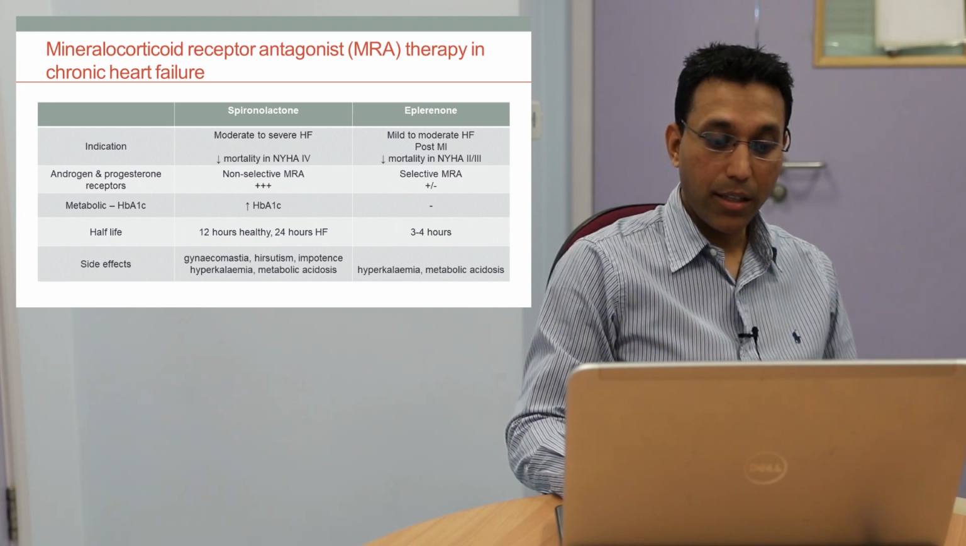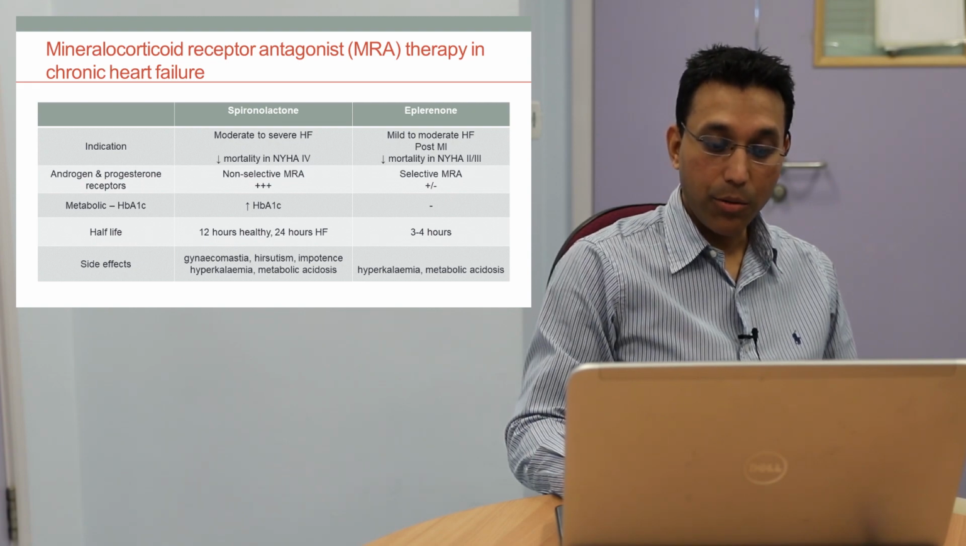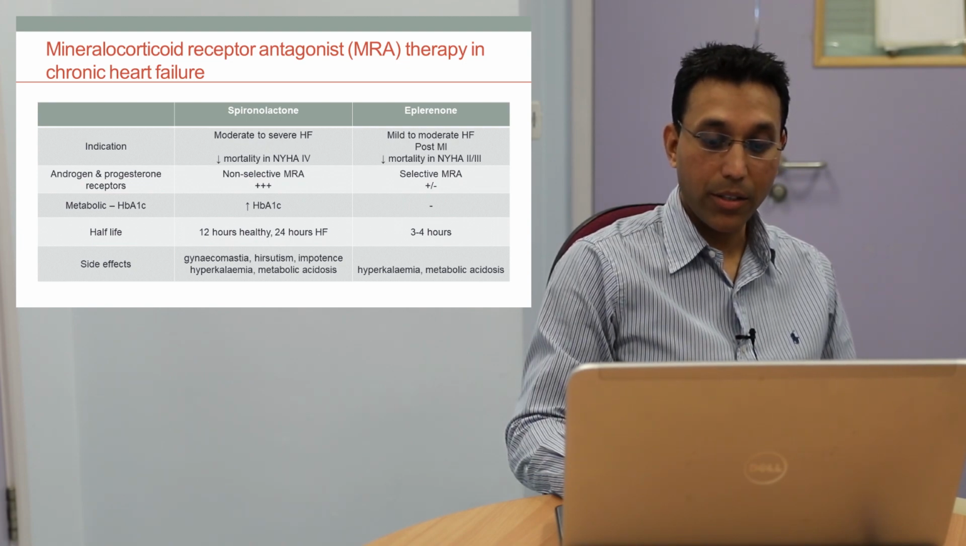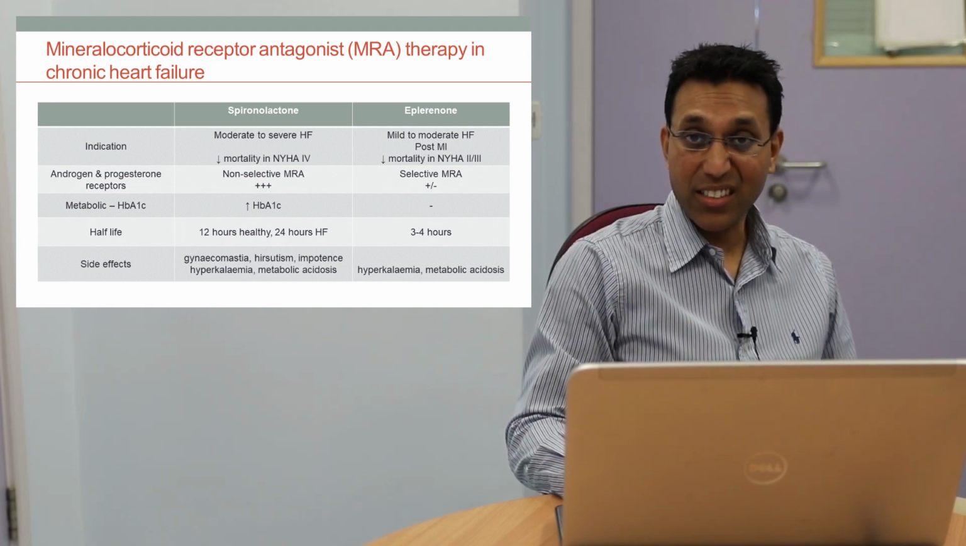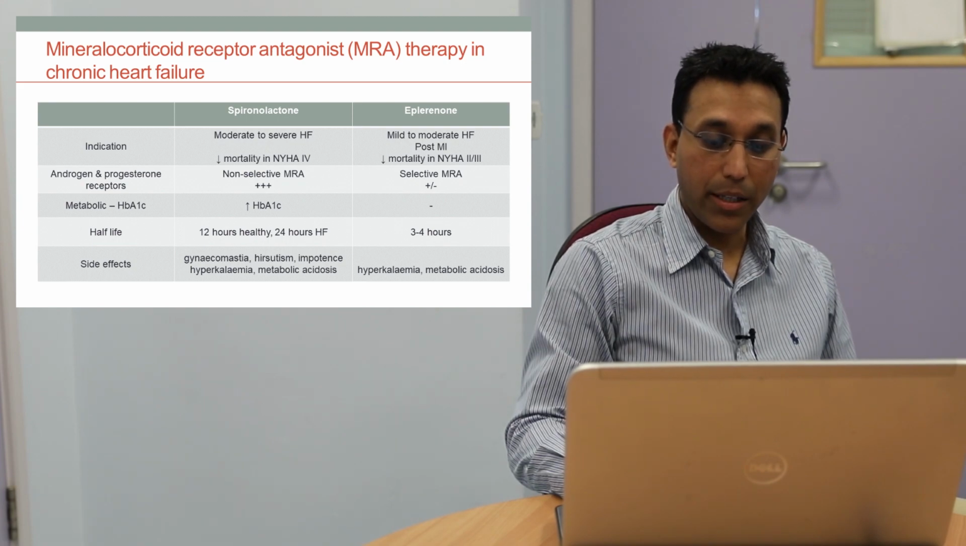There are differences between spironolactone and eplerenone in their pharmacokinetic properties. You'll note that spironolactone has a complex metabolism and a long half-life of 12 hours in healthy individuals, and this actually extends to 24 hours in those with heart failure, as it's converted to 2 active metabolites in the liver. Eplerenone, on the other hand, does not have these active metabolites and has a much shorter half-life of 3 to 4 hours.